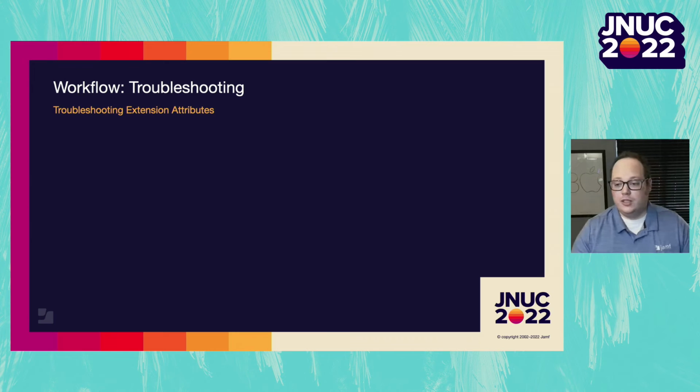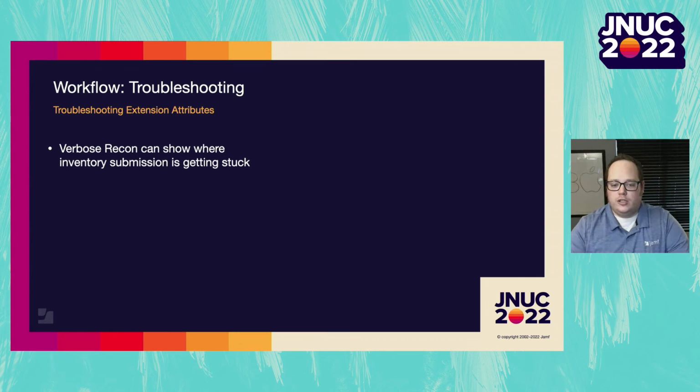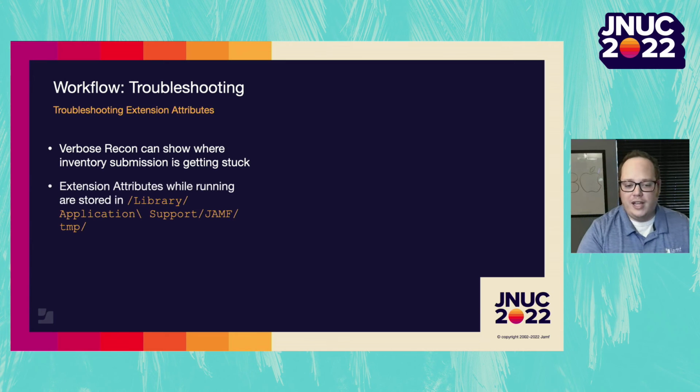The first one of those is for troubleshooting. We talked about the usages of verbosity and using a -verbose flag and things like recon. If we notice that our inventory submissions are taking a while, we may run a Jamf recon with a verbose flag. See where it's getting stuck. If we notice that a recon is getting stuck, we can take a look at maybe extension attributes that are getting stuck.